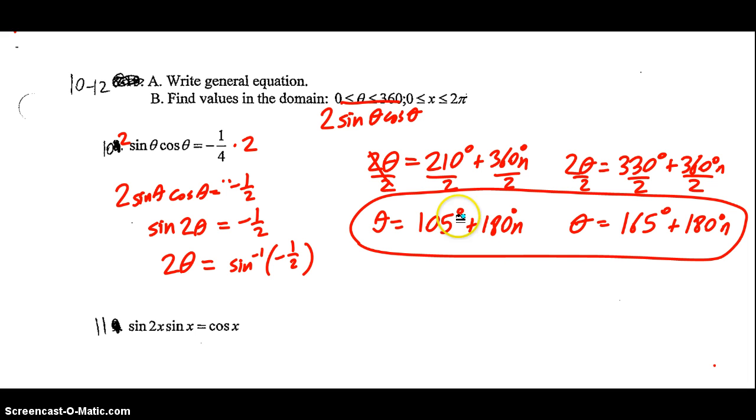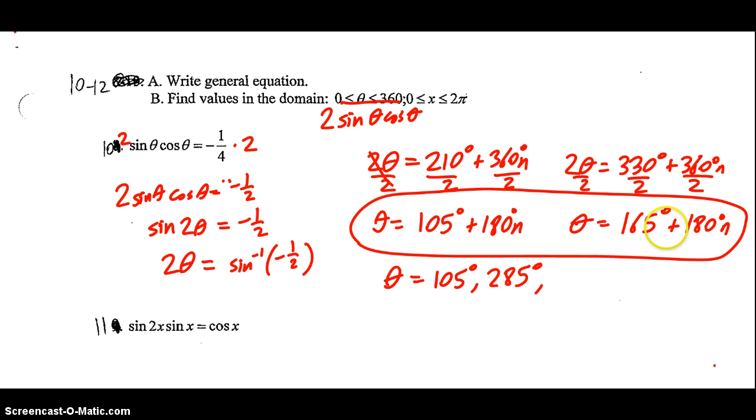Well, let's take a look at this first part. Obviously, I can't subtract 180 from 105, otherwise I end up in negative, which is below 0. So 105 is the first one that happens. Of course, I can add another 180 and I'll still be in 360. So 180 plus 105 is 285. And if I add another 180, I'll end up outside of 360.